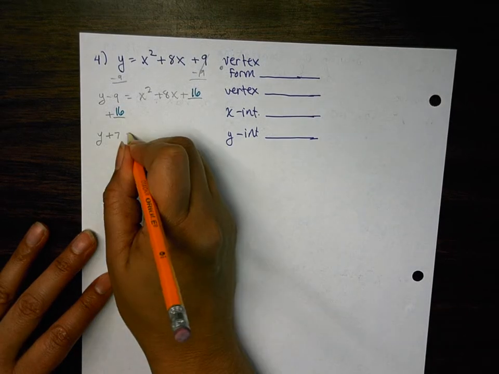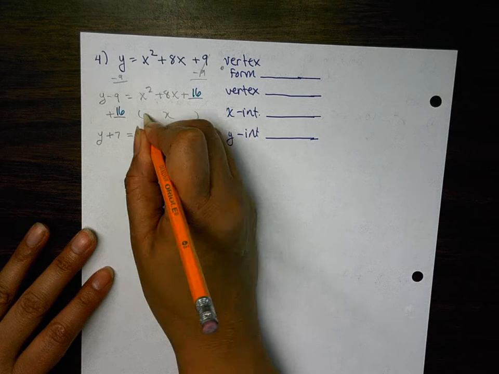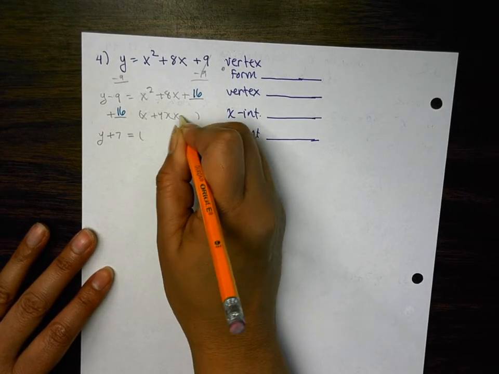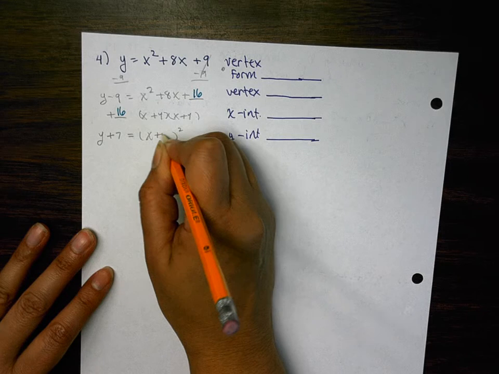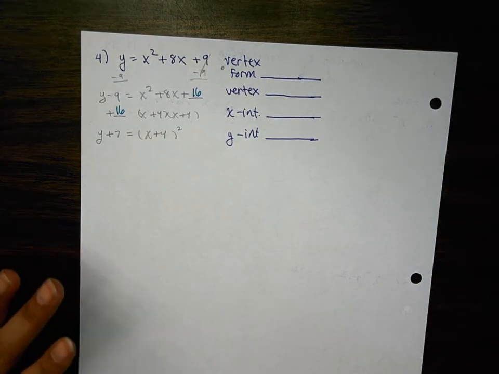Plus, equals, double bubble. Has anybody double bubbled it already? What do you get? X plus 4, which we can write as x plus 4 quantity squared.